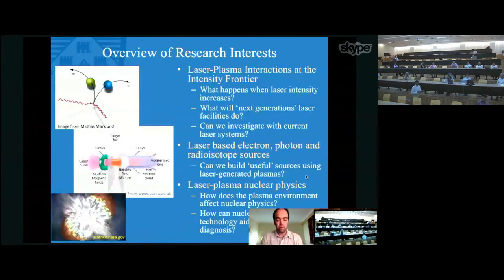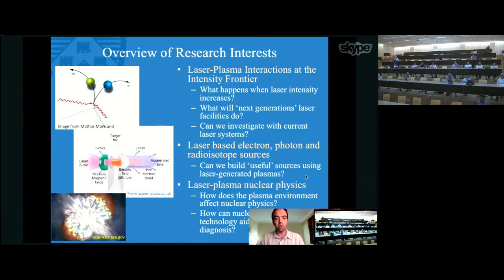I'll talk a lot about my own research interests at the University of York. The three main prongs of research that I conduct with my group at York are laser plasma interactions at the intensity frontier. So I'll talk a little bit about what happens when intensity increases. I guess you should have learned quite a lot about this from Anton Elderton and maybe from Bob Bingham as well. But I'll go over a little bit of the basics as I understand them.